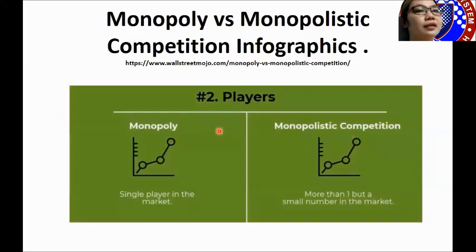Another difference between monopoly and monopolistic competition is in terms of players. In monopoly, there is only a single player in the market, while in monopolistic competition, there is more than one, but a small number in the market.